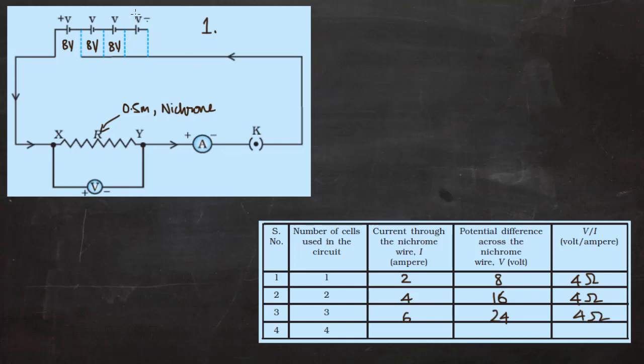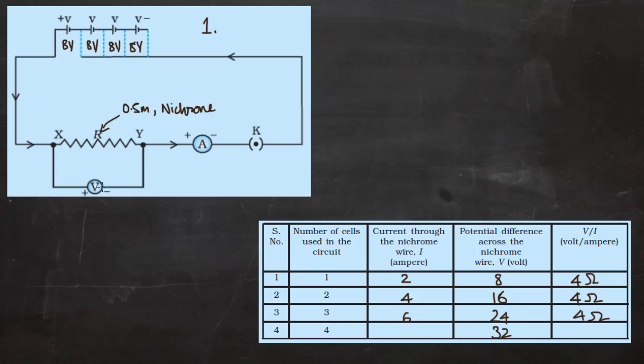Let's introduce another cell into my battery set. That is, of course, after removing the plug from the plug key. So when I do that, now the net potential difference that I'm going to be supplying is going to be 8 plus 8 plus 8 plus 8, or rather 8 into 4, which is 32 volt.